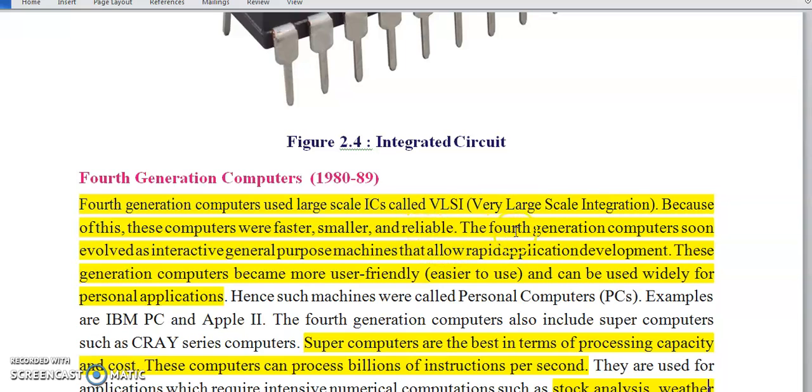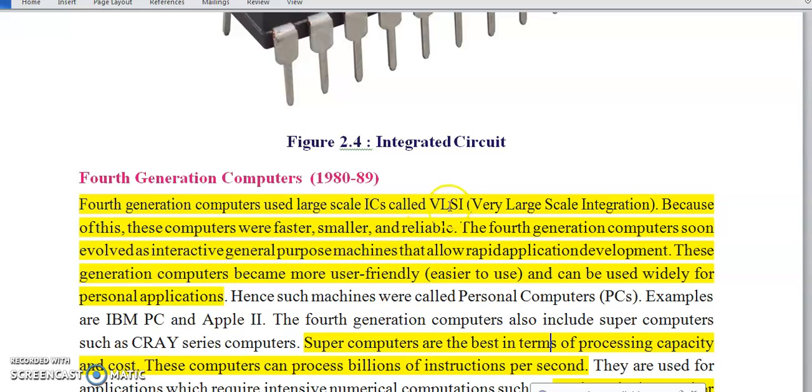The fourth generation computer soon evolved as an interactive general purpose machine that allows rapid application development. This generation of computers became more user friendly. User friendly means easier to use and widely usable for personal applications. Hence such machines were called personal computers. The computer which we are using at our home is a PC, personal computer. Examples are IBM PC and Apple II.